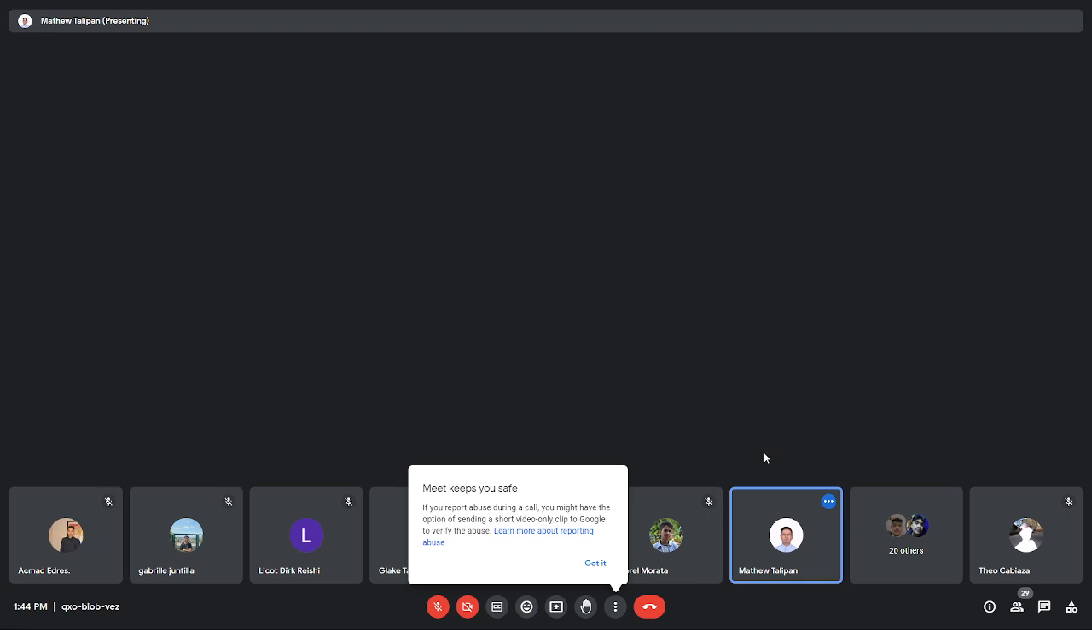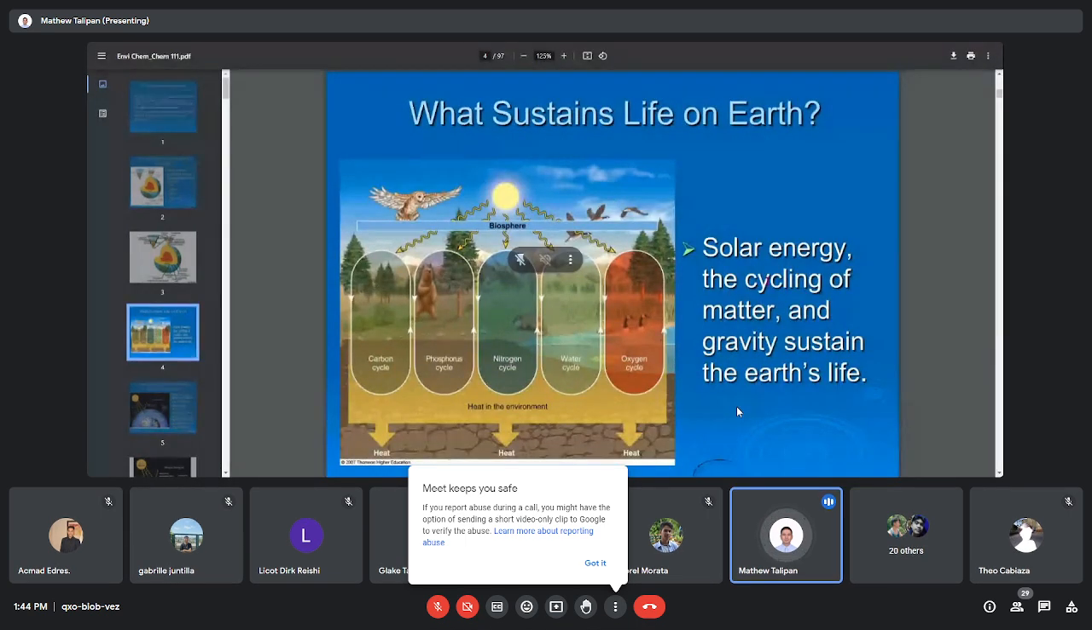So to start with, let's try to look at what sustains life on Earth. So Earth actually is a unique planet because it can sustain life, and part of this force that sustains life on Earth includes solar energy. So we have, of course, the primary source of energy coming from the sun, which is the driving force behind the cycling of elements in nature. So we have a free supply of these elements, including carbon, phosphorus, nitrogen, water, and oxygen.